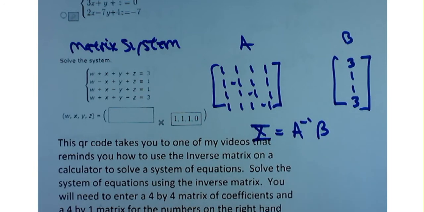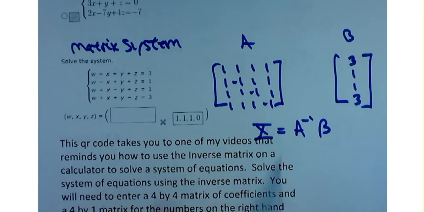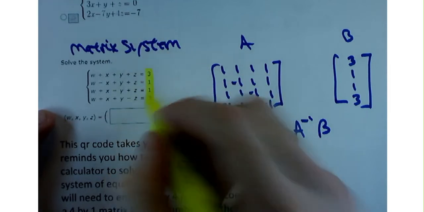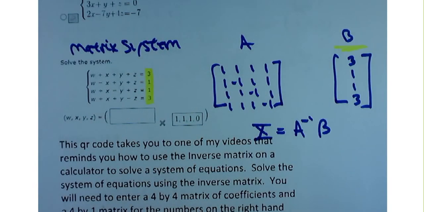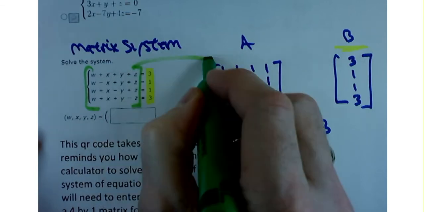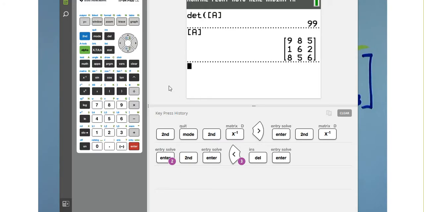You do this all in your calculator. But if I ask you for a matrix system, this is what I'm looking for. There's going to be two parts. There's going to be this part right here, matrix B, that's just going to be your matrix of the right-hand side. The other part is going to be the coefficients of this. So that's your matrix A. Now, I'll put those in real quick and show you how to use your graphic calculator to solve that using an inverse matrix.